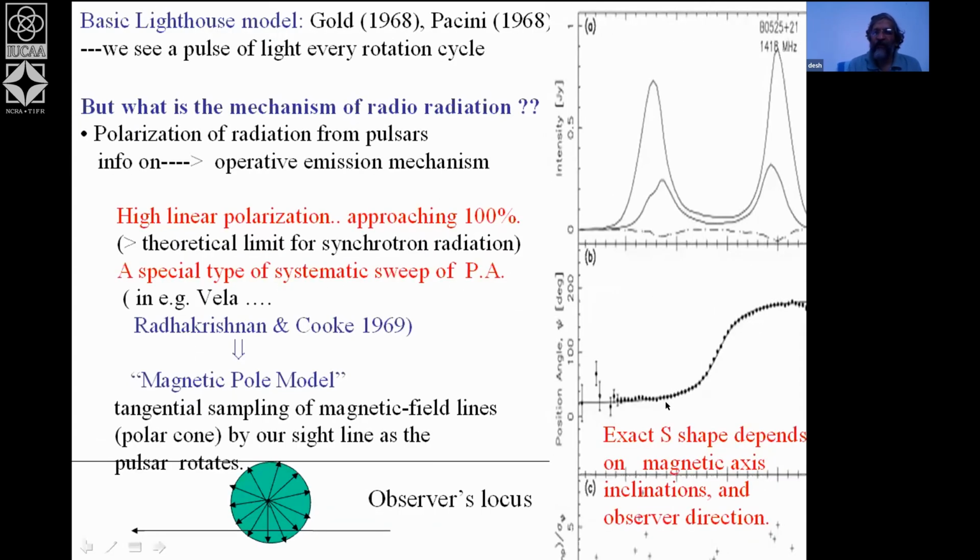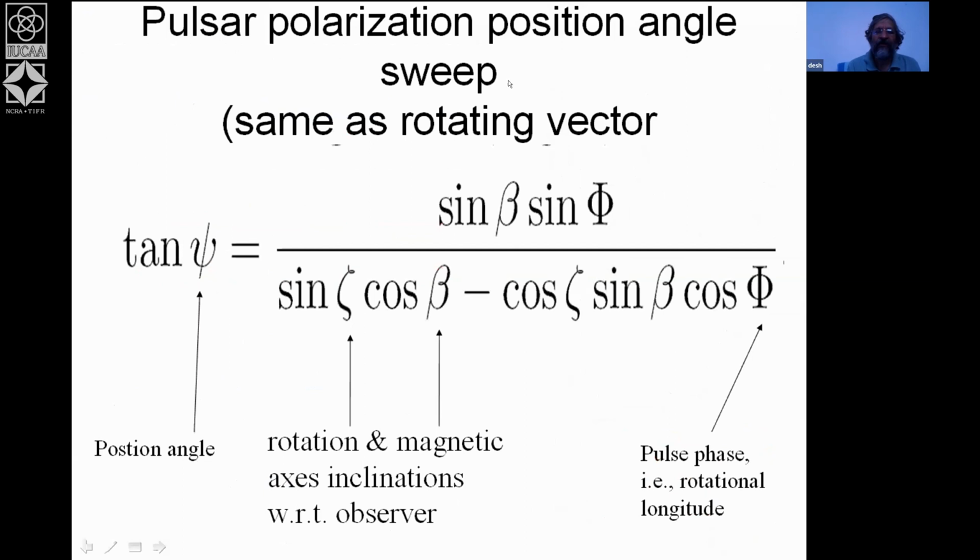The exact shape of this polarization position angle traverse is governed, as I said, by the track that we take, based on how far we are away from the center of this cone and how fast we are moving. That will decide the shape of this S-curve, and it's tied up with the inclination angles, which basically tell you how the rotation axis and magnetic axis are oriented, how the rotation axis is oriented with respect to the observer, and so on and so forth.